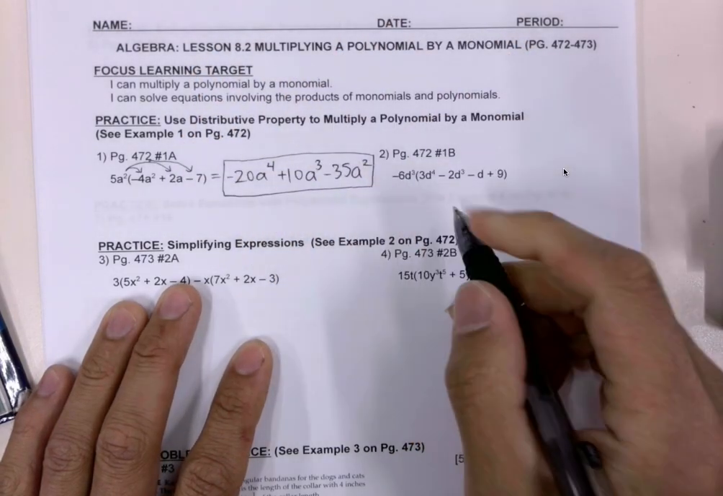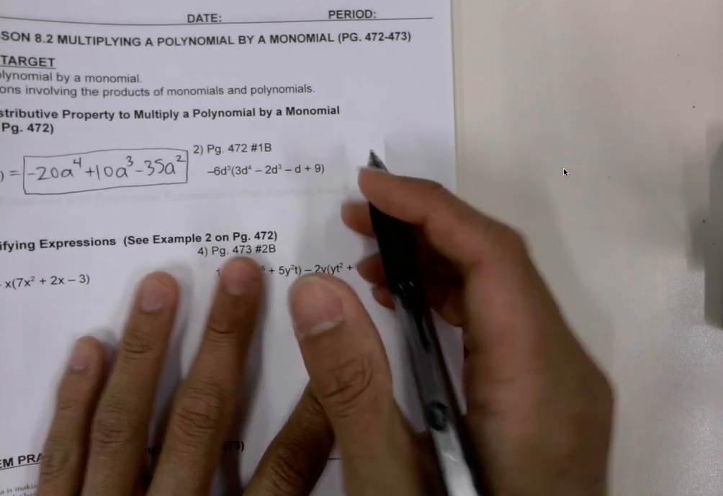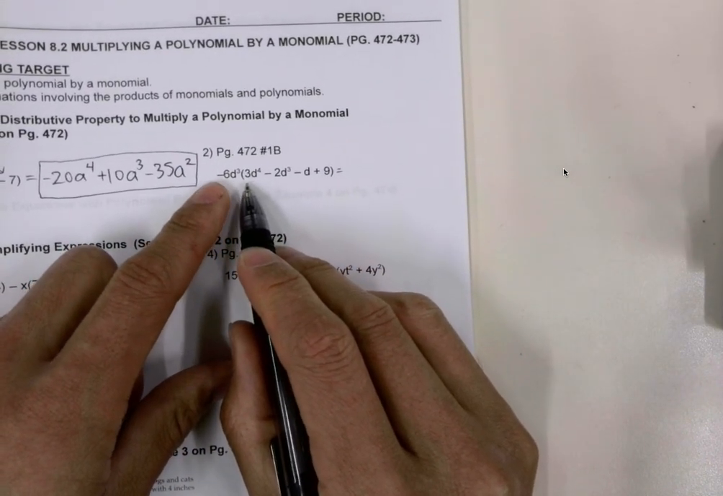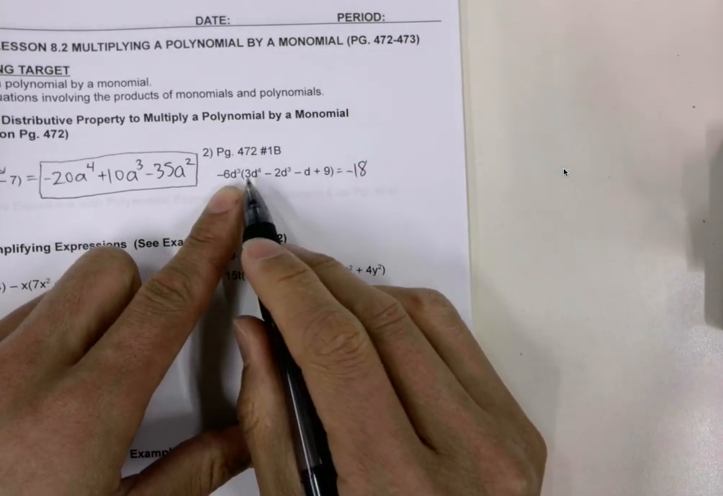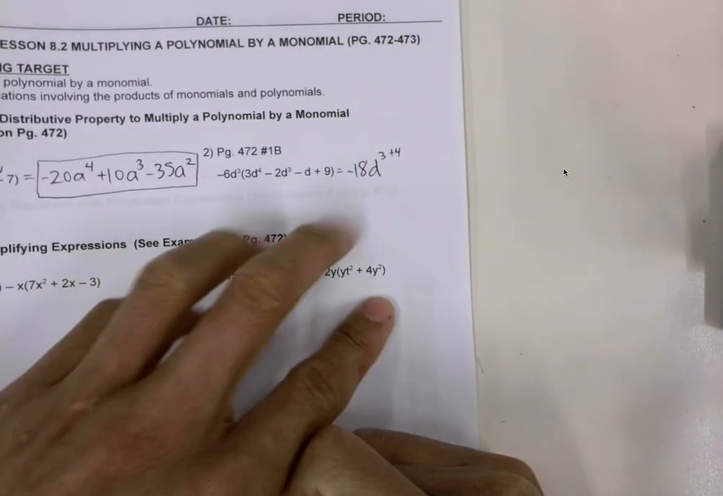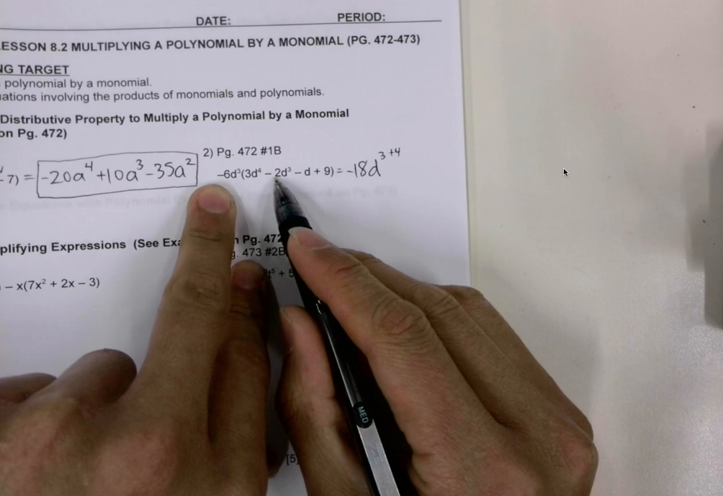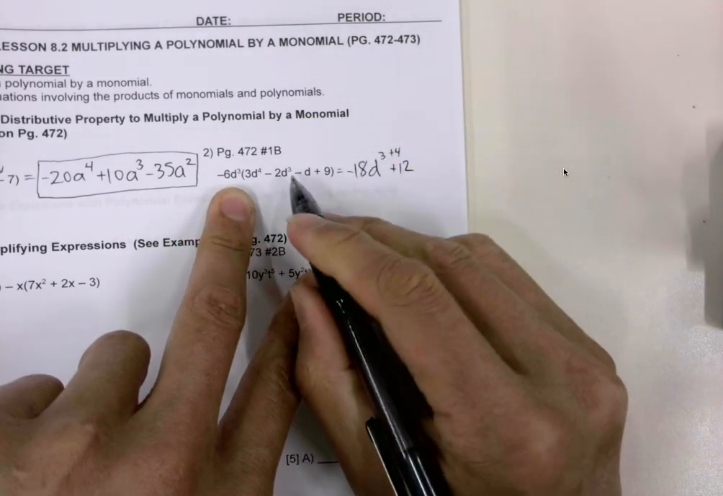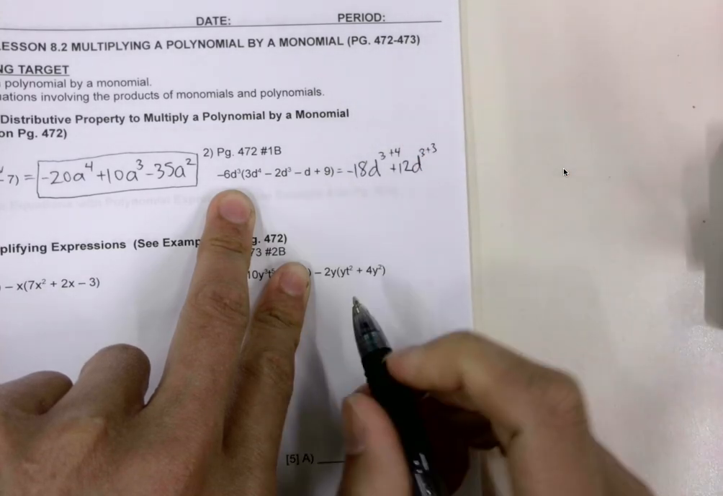Let's go ahead and try it again over here. So we have -6d to the 3 times this polynomial, and we're going to do the same thing, right? So we go ahead and multiply the coefficients first. So -6 times +3 is going to be -18. And then we're going to have d to the 3 times d to the 4. So it's going to be d to the 3 plus 4. We'll do the same thing with the next two terms. It's going to be -6 times -2 is going to be +12, so plus 12, and then it's going to be d to the 3 plus 3, so d to the 3 plus 3.